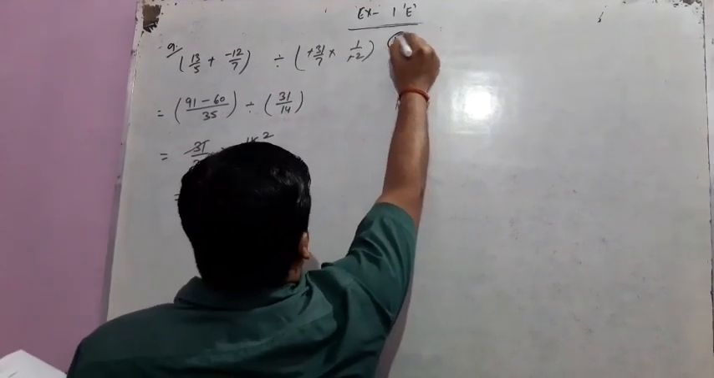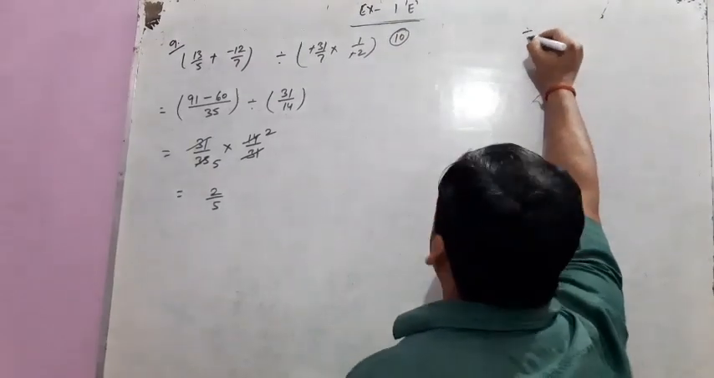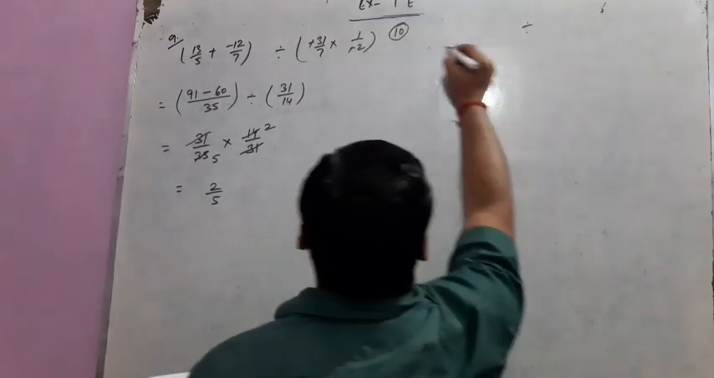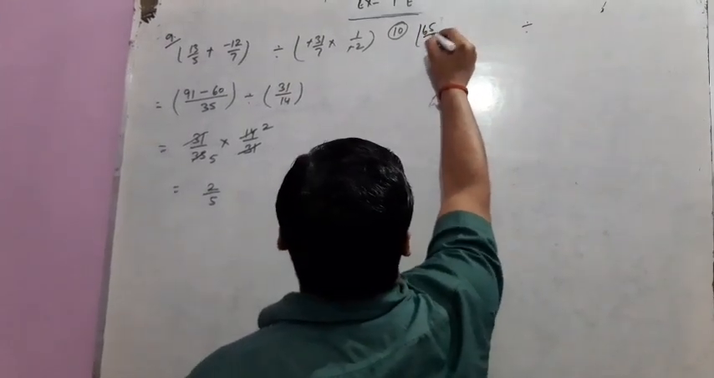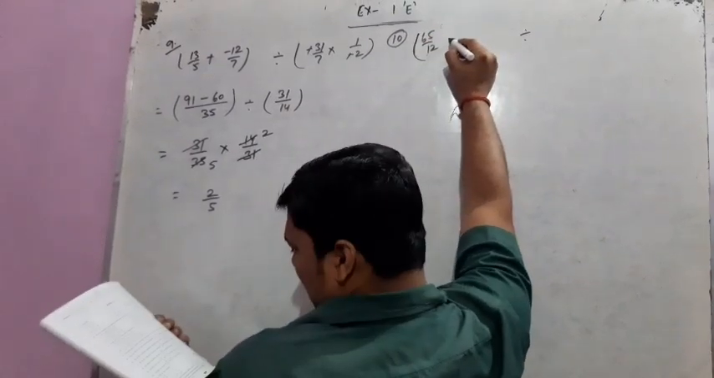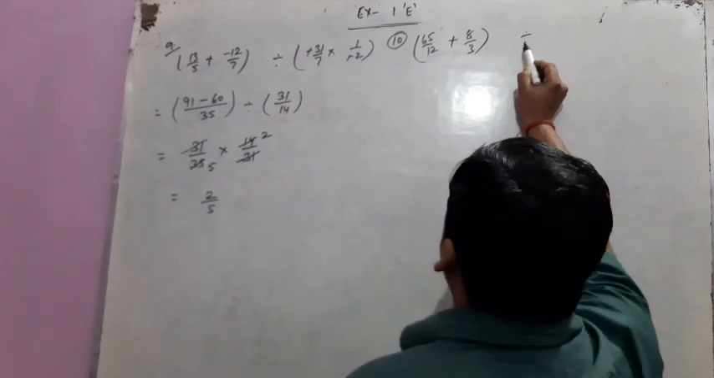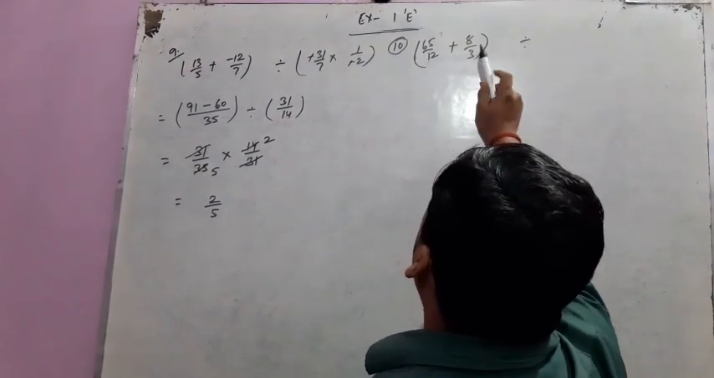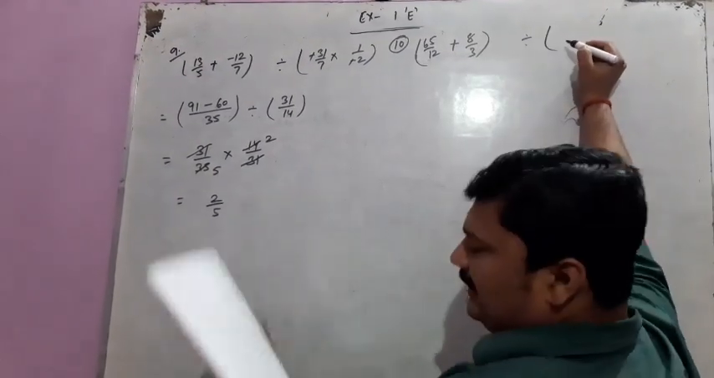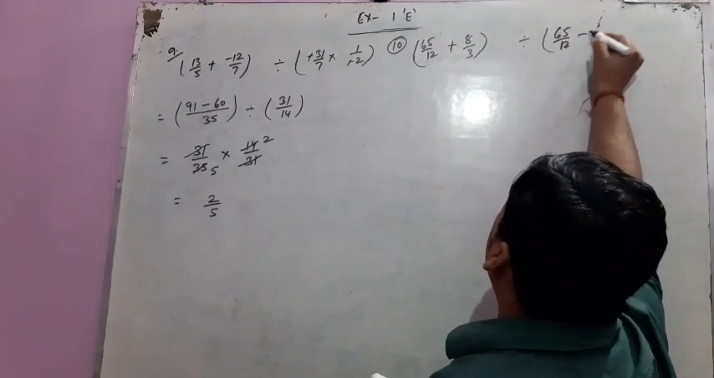Now question number 10. Divide the sum of 65 by 12 and 8 by 3 by their difference.